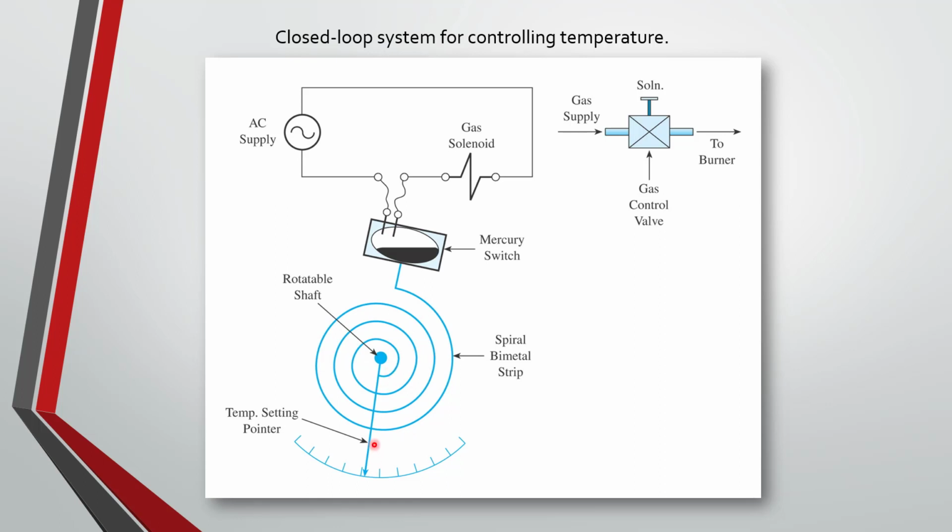So let's say we put it at 120 degrees and the temperature is less than that. Because of that contraction, this moves to where this will come in contact with that. It'll start to heat up. And as it heats up, this will expand and this will start to move this way until the mercury comes off of these contacts and the solenoid valve will close.